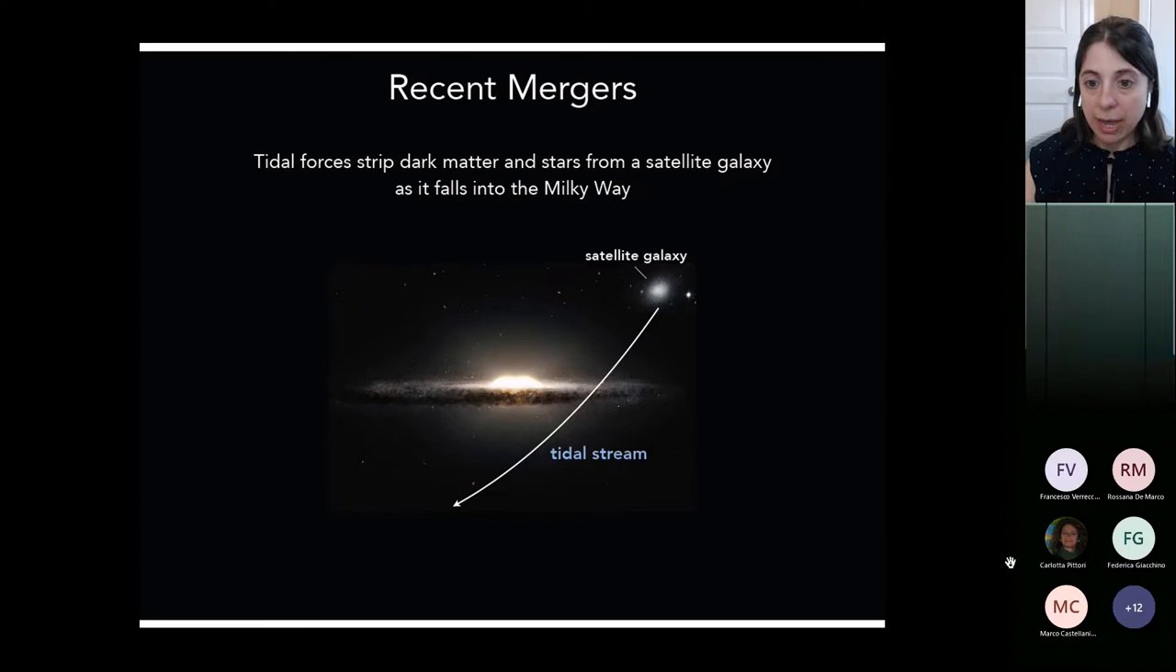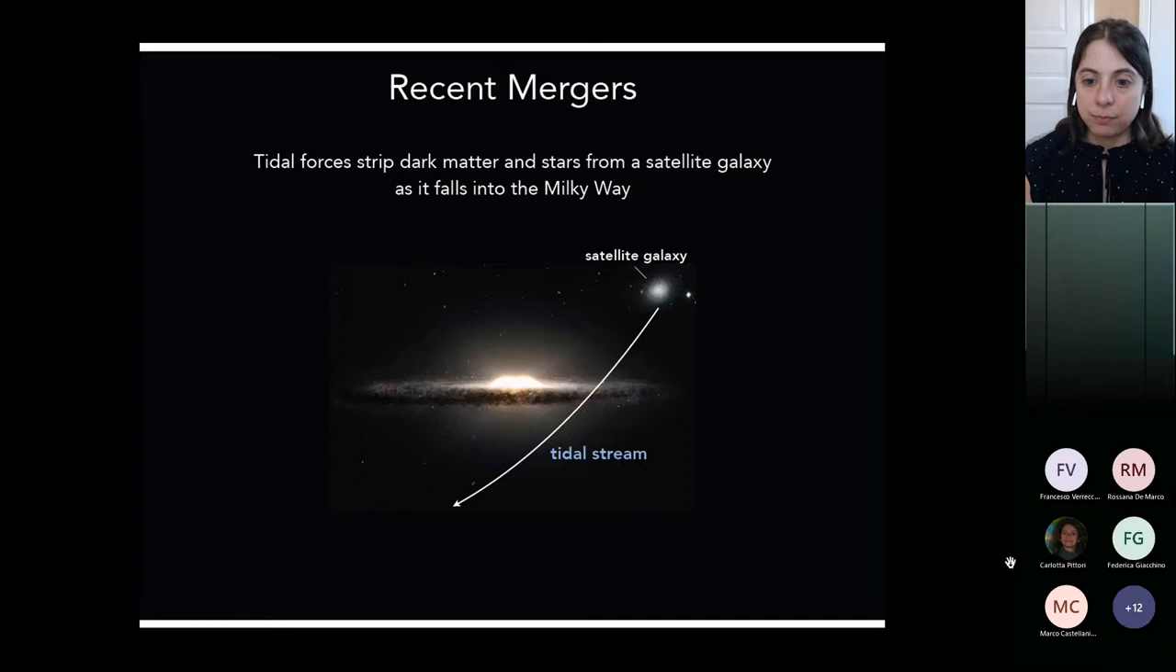In this stage, the material that's left behind is very coherent, both spatially and in velocity. Spatially, it really looks like a narrow stream. And if you look at the stars and the dark matter in that stream, they're fairly coherent. Next slide.